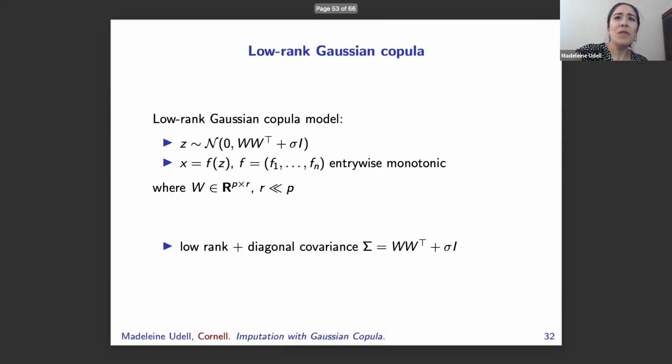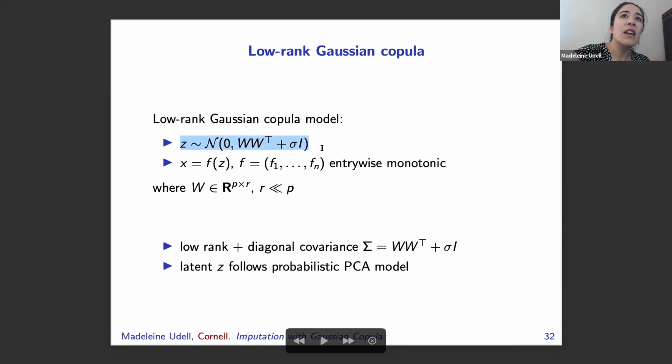Why would you do this? You've got a low rank plus diagonal covariance matrix. This means that there aren't too many parameters in it. And it's also interesting that in this case, Z follows the probabilistic PCA model. This model of low rank plus diagonal covariance is probabilistic PCA.